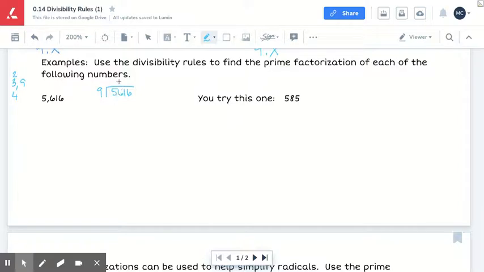So let's see, 9 will go into 56 6 times. That's 54. Subtract. That gives me a 2. Bring down the 1. 9 will go into 21 twice. That's 18. Subtract. Gives me 3, and then bring down the 6. So 9 will go into 36 4 times. So far, I can rewrite 5,616 is 9 times 624.